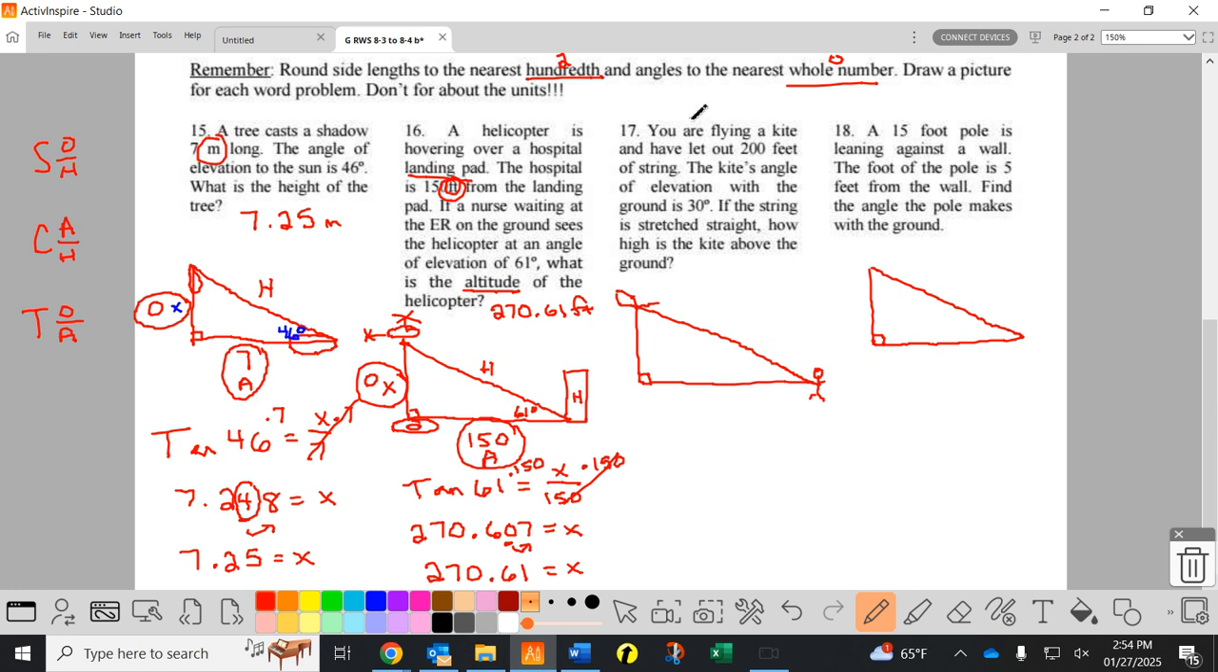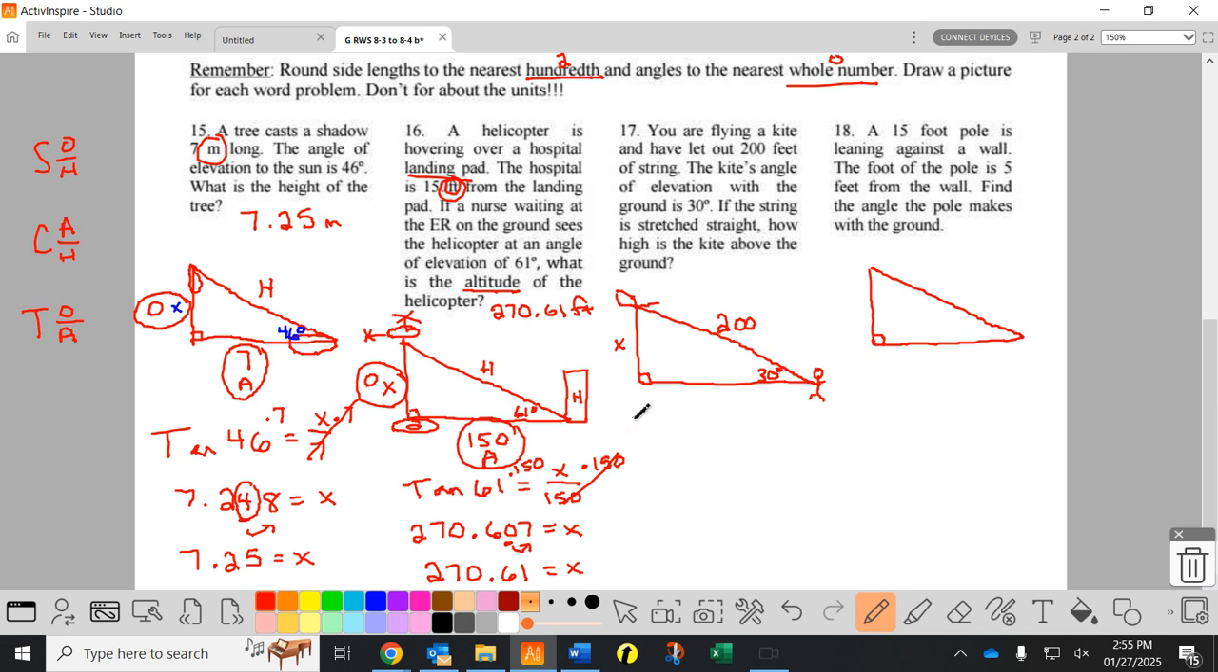It says that you are flying a kite and have let out 200 feet of string. 200 feet of string. This is the string. 200 feet right here. The kite's angle of elevation with the ground is 30 degrees. So 30 degrees for that angle of elevation. If the string is stretched out straight, how high is the kite above the ground? So we're looking for height, which goes straight up and down. That's going to be this one right here.